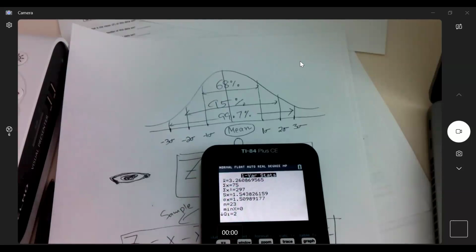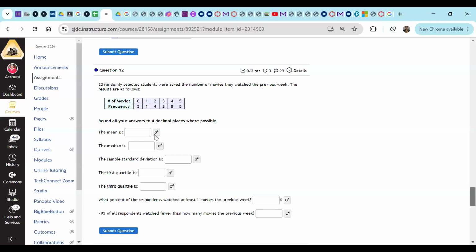So we go back here in the question. And the mean is 3.2609. The median is 4. Sample standard deviation is 1.5438. Then it's asking Q1. The first quartile is 2. The third quartile is 4. What percent of respondents watched at least one movie the previous week?